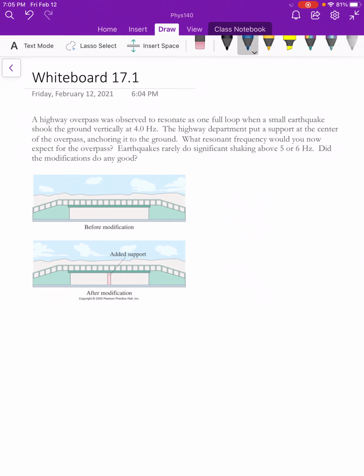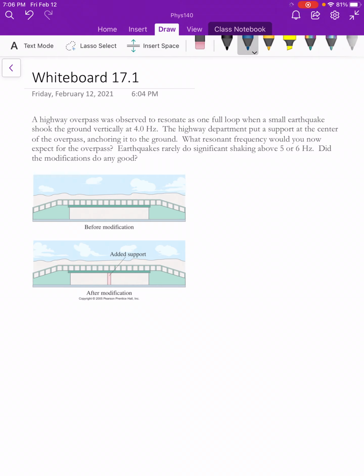Okay, in this problem it says a highway overpass was observed to resonate as one full loop when a small earthquake shook the ground vertically at 4 hertz. The highway department put a support at the center of the overpass, anchoring it to the ground. What resonant frequency would you now expect for the overpass?